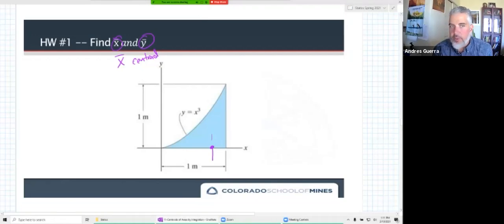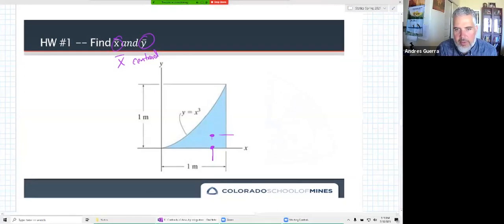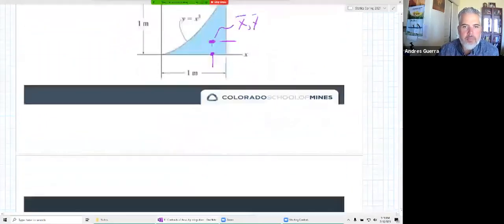That would be the centroid of that area, which would be the center of mass as long as this is homogeneous. And then in the y direction, maybe it would be about right here. Maybe about right there. And so that point, that's what our x bar and y bar is. That's what we mean when we say x bar and y bar. We need to find the centroid.